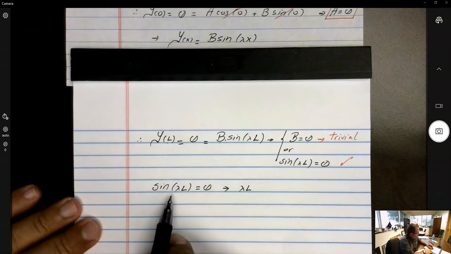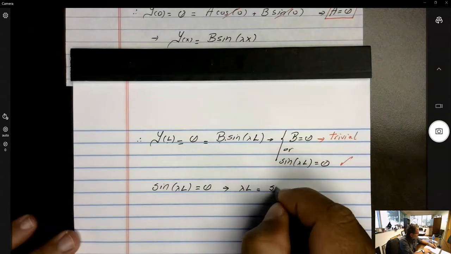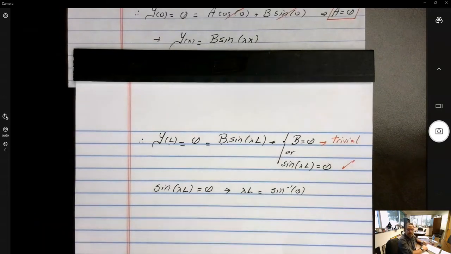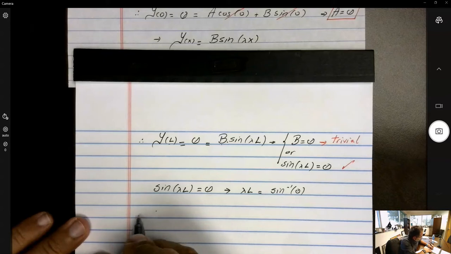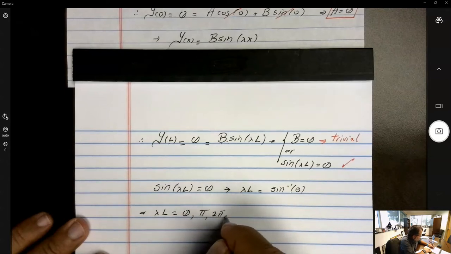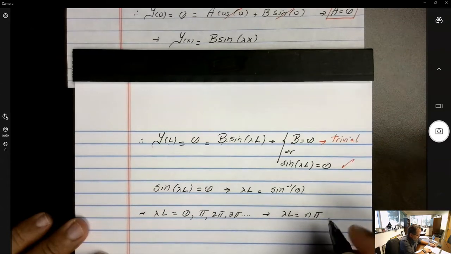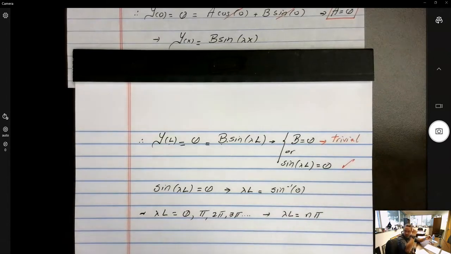All right, so if the sine of lambda L is equal to 0, the only way for that to happen is if lambda L is equal to the arcsine of 0. Right? And that means that lambda L should be equal to either 0, pi, 2 pi, 3 pi, and so forth, so that lambda L is equal to n pi, such that n is equal to any integer from 0 to infinity, right? So these are the angles whose sine is equal to 0, right? So that would be 0, pi, 180 degrees, 360, and so on and so forth.